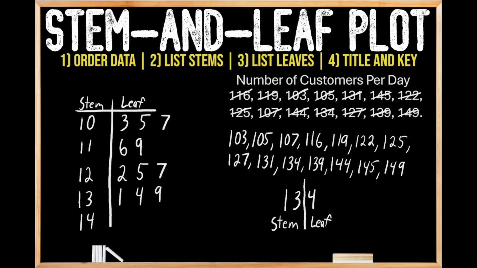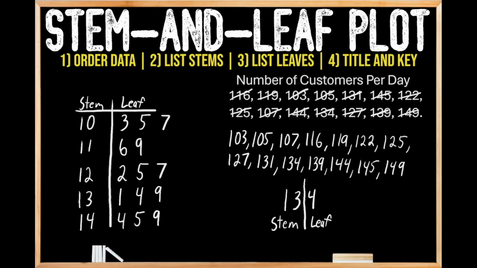And now we're going to move on to our last stem here, which represents our 140s, which we have a 14 for our stem. For 144, we're going to have a leaf of 4. For 145, we're going to have a leaf of 5. And for 149, we're going to have a leaf of 9. So now that we've listed both our stems and our leaves, we're going to move on to our last step where we're going to write a title and a key.